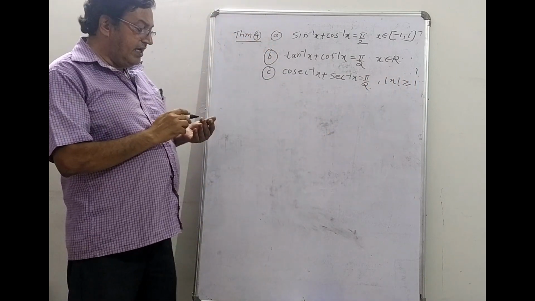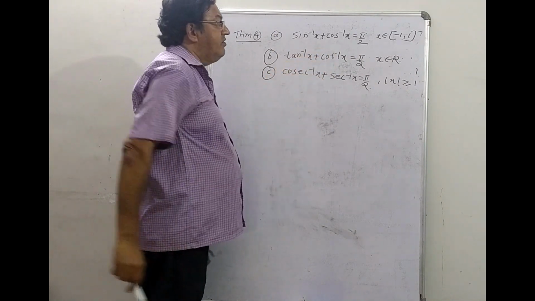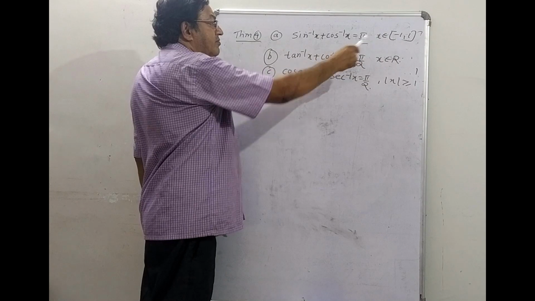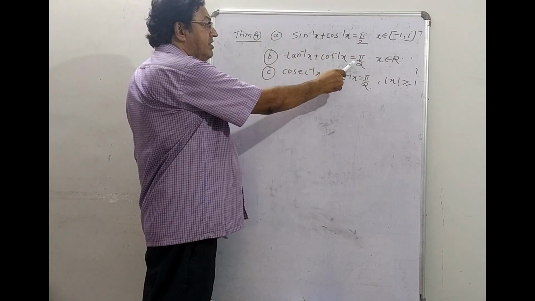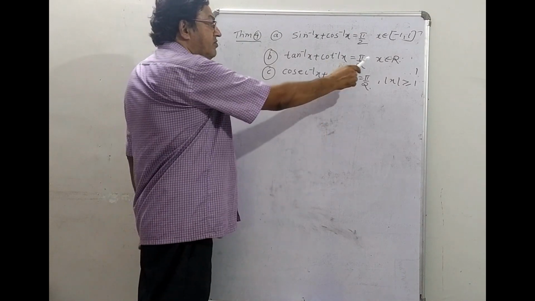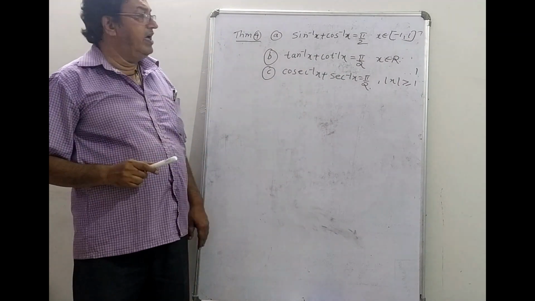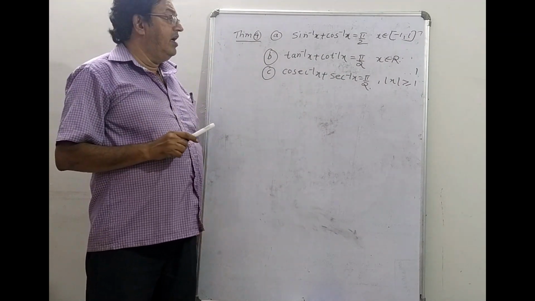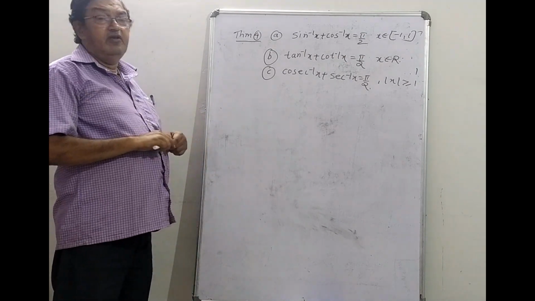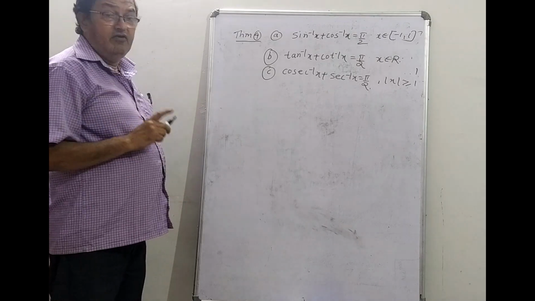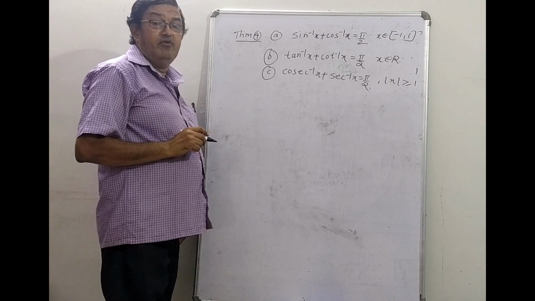So there will be three parts again like the last theorem. First part is sin inverse of x plus cos inverse of x equals pi by 2, x belongs to minus 1 and plus 1. Tan inverse of x plus cot inverse of x is again pi by 2, x belongs to the set of real numbers. Third part is cosec inverse of x plus sec inverse of x, again pi by 2, mod of x greater than or equal to 1. So the proof will be similar for all the three. I will first prove the first one, and on the same basis we can prove the second and third.